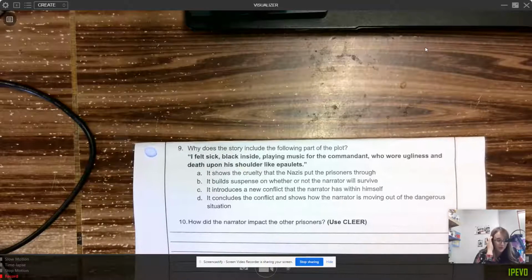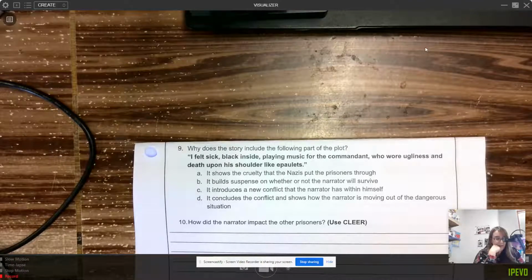Okay. A, it shows the cruelty that the Nazis put the prisoners through. B, it builds suspense on whether or not the narrator will survive. C, it introduces a new conflict that the narrator has within himself. D, it concludes the conflict and shows how the narrator is moving out of the dangerous situation.